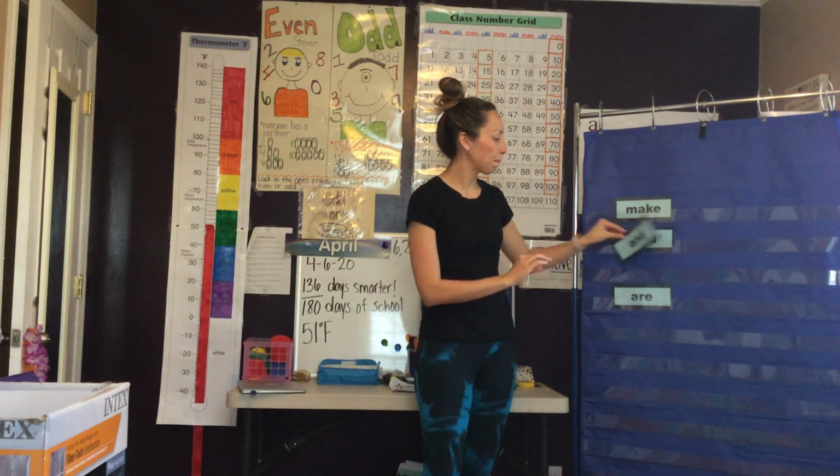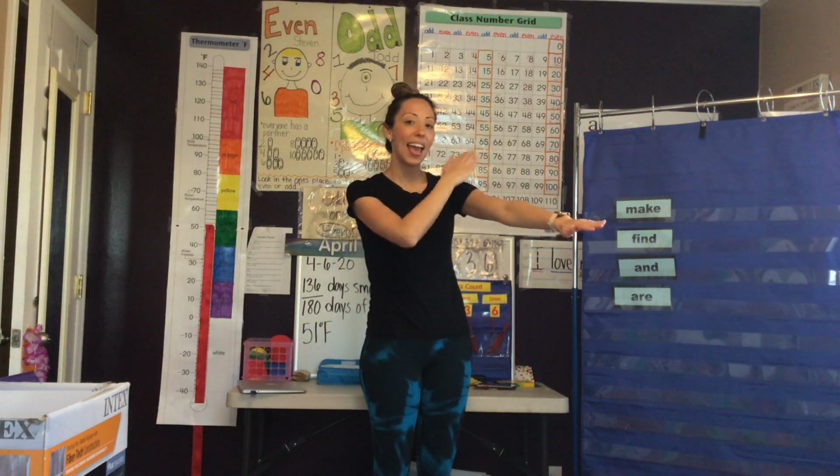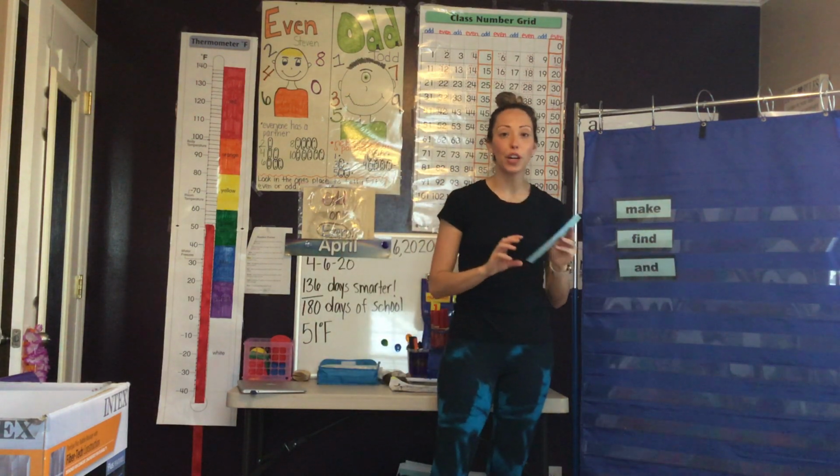Our third word is the word and. Very common word. We use it a lot in our compound sentences when you're talking about more than one person. Here we go. A-N-D, and. A-N-D, and. One more time. A-N-D, and. Very good.